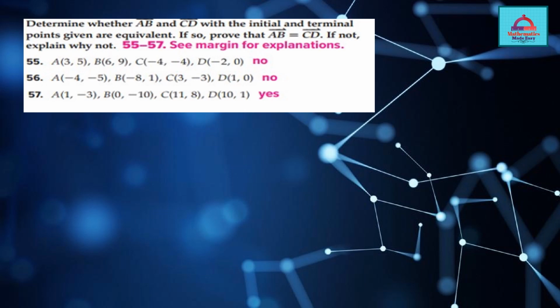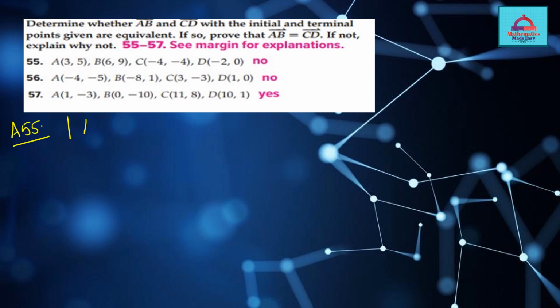Determine whether AB and CD with the initial and terminal points given are equivalent. They will be equivalent if the magnitude is equal and the direction is also the same. If so, prove that AB is equal to CD. If not, explain why not. So let's do the first part, answer 55.